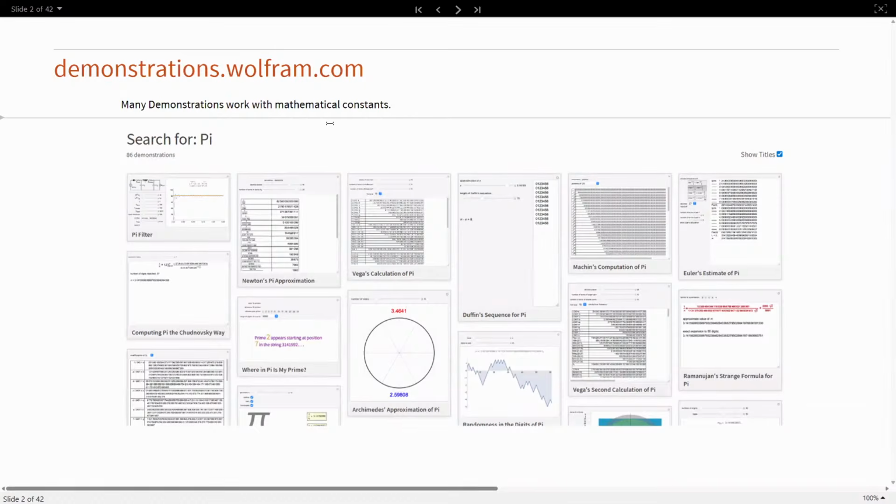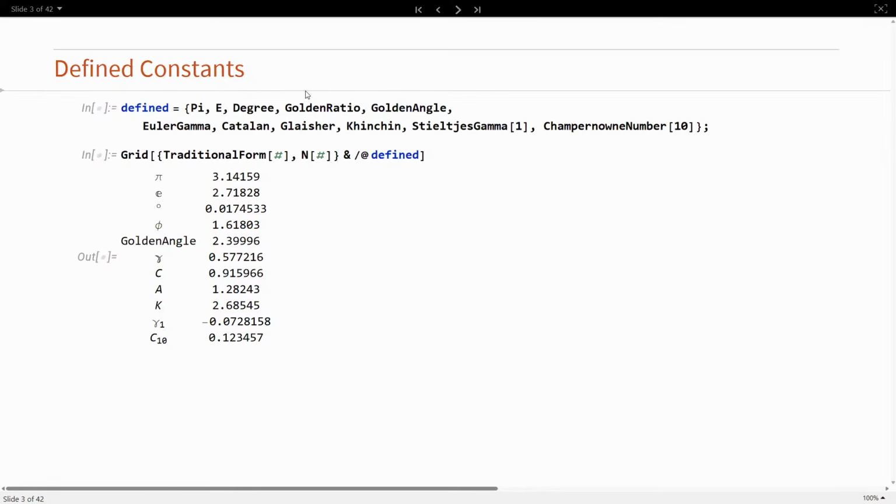We have many demonstrations that deal with various constants. Here's a few of the ones dealing with pi, and pretty much any famous constant you can put in, we've got a demonstration. And here are the really famous constants that we have symbols for, pi and Euler's e being two of the big ones, but we've also got other famous constants such as the golden ratio, the Catalan constant, Euler gamma, and I'll be covering those and others today.